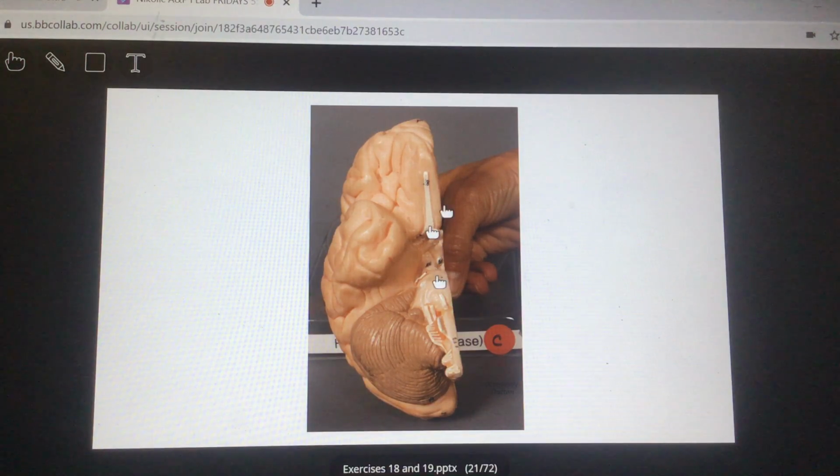Where is cranial nerve number 3? Yeah, it should be not there. That's the mammillary body. Not there. Down where the green is. It should be where the green is. That's where it should be, where that green is.